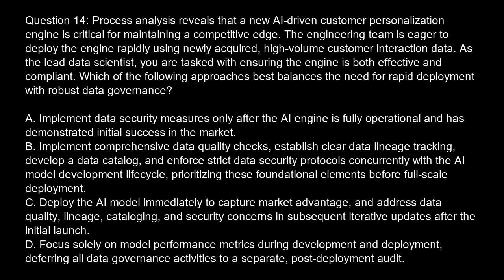Option A. Implement data security measures only after the AI engine is fully operational and has demonstrated initial success in the market. Option B. Implement comprehensive data quality checks, establish clear data lineage tracking, develop a data catalog, and enforce strict data security protocols concurrently with the AI model development lifecycle, prioritizing these foundational elements before full-scale deployment. Option C. Deploy the AI model immediately to capture market advantage and address data quality, lineage, cataloging, and security concerns in subsequent iterative updates after the initial launch. Option D. Focus solely on model performance metrics during development and deployment, deferring all data governance activities to a separate post-deployment audit.